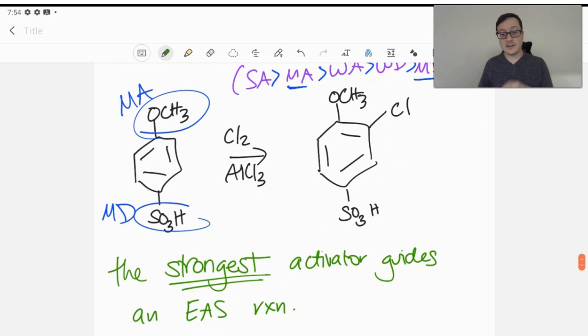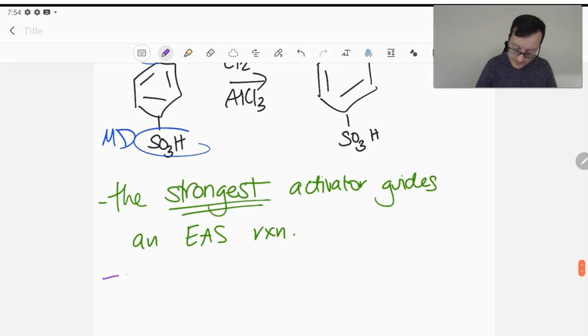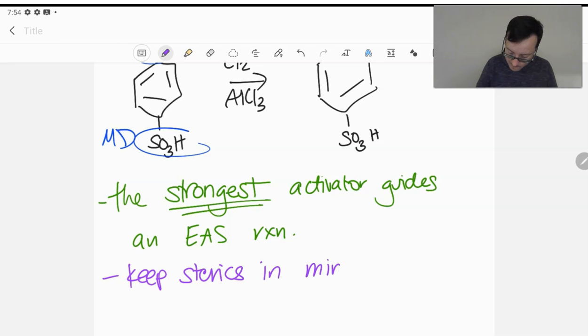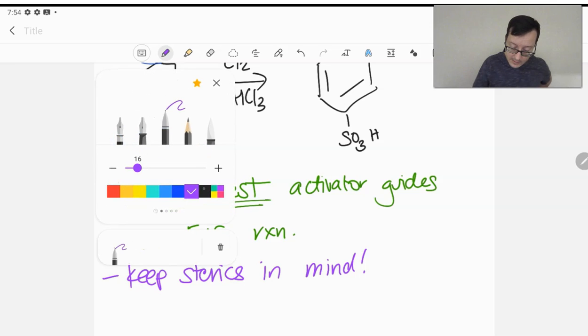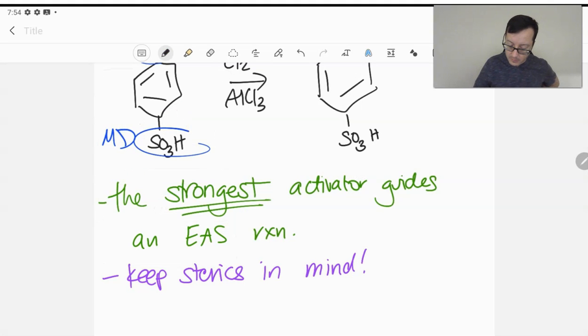And then you have to decide which one's strongest. That's the one that's going to guide the reaction. And then one more thing we have to think of, because it's never enough, right? It's never enough. Keep sterics in mind too. So we might think, okay, well, we've got, how about the following?